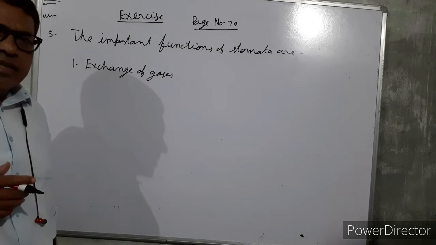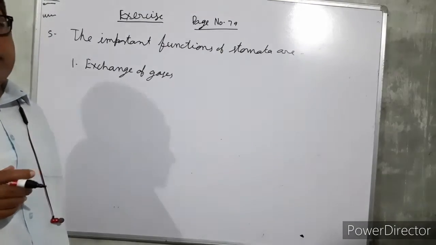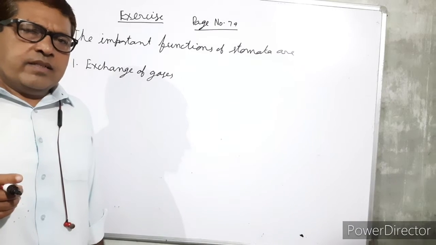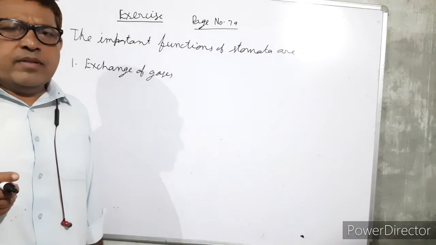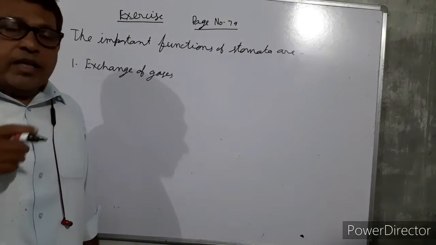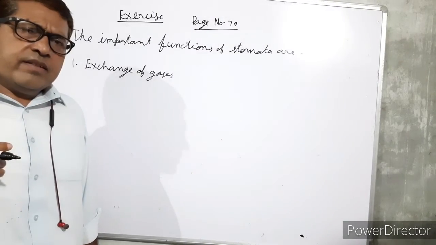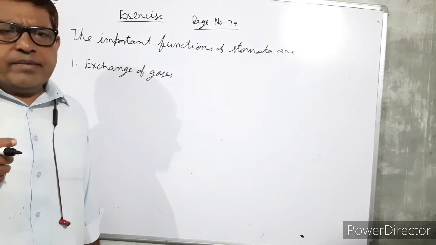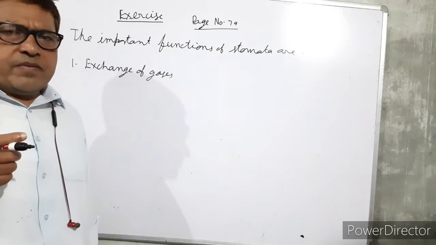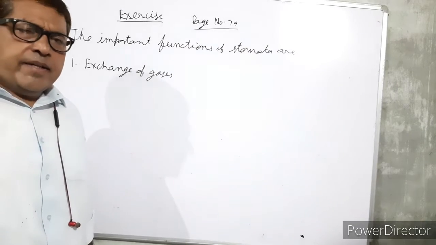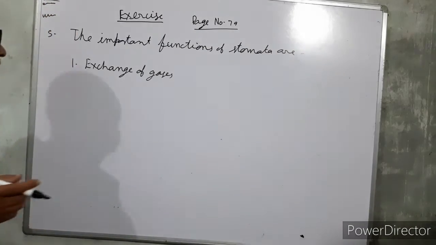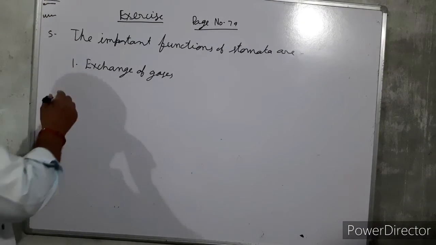And carbon dioxide, which is needed for photosynthesis, is taken in through the stomata. And during respiration, oxygen is taken from the atmosphere and carbon dioxide is given out. So stomata are meant for the exchange of gases.